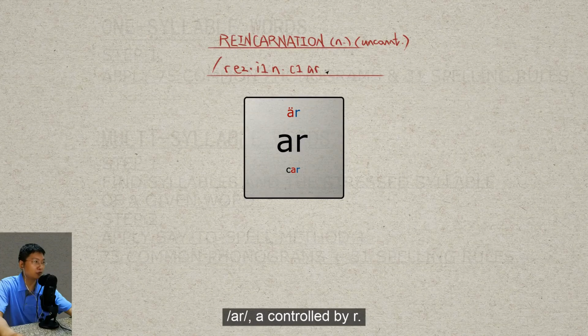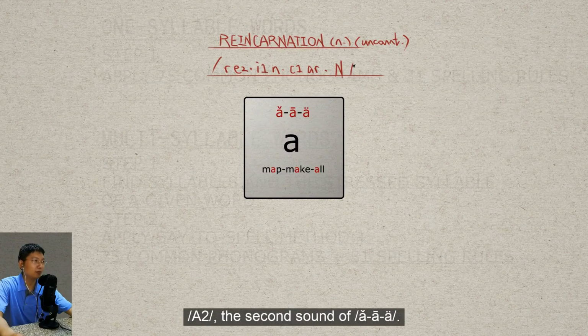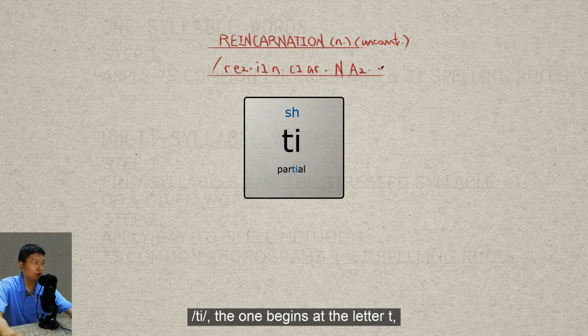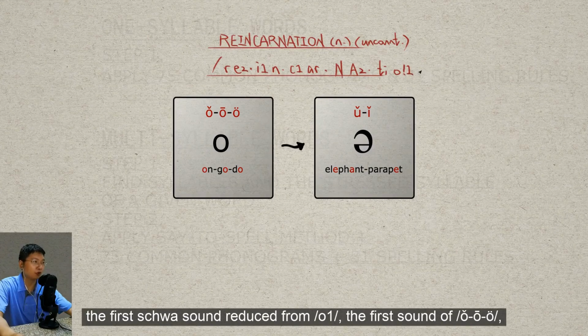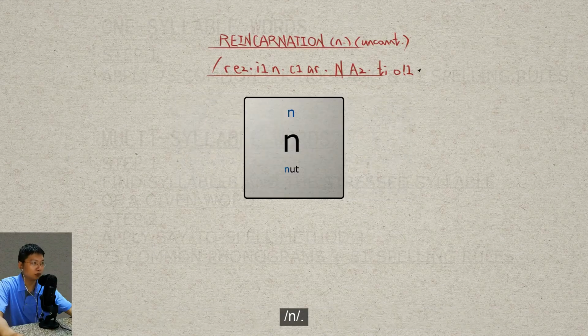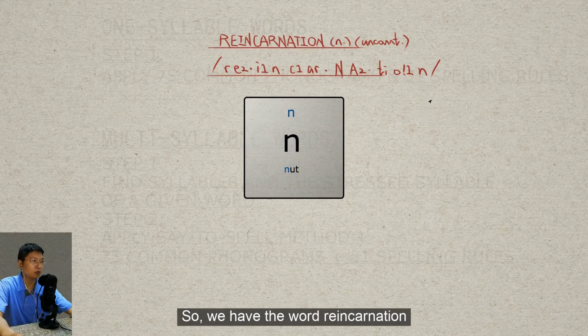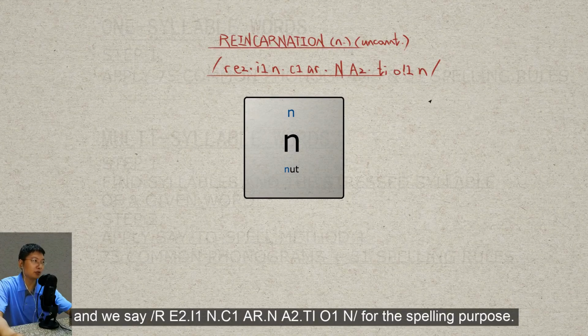R, a controlled by r. The fourth syllable is nay, a. The second sound of a-a-r. The last syllable is shun, sh. The one begins at the letter T. The first schwa sound reduced from a. The first sound of a-o-u. So we have the word reincarnation, and we say reincarnation for a spelling purpose.